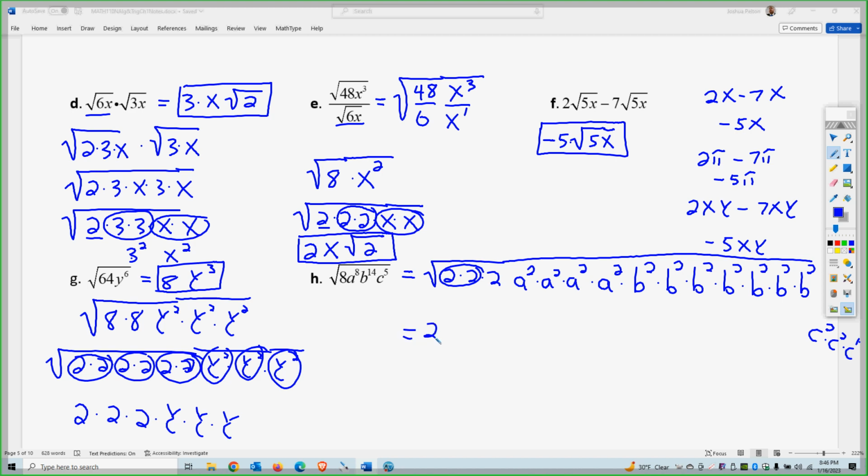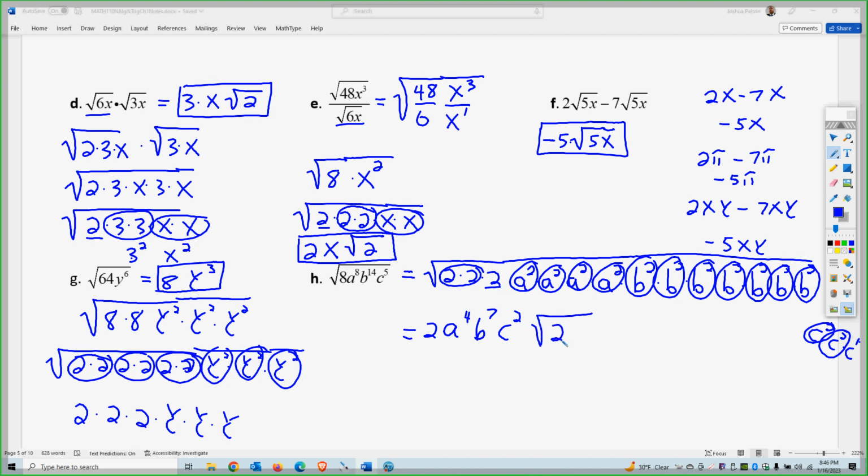Okay, and then there's 1, 2, 3, 4 A's that are paired. So A4, and then 1, 2, 3, 4, 5, 6, 7 B pairs, and then 1, 2 C pairs, C2. And what's left over is a 2 on the inside and a single C on the inside, right? Because that's C1. Okay, so that's the long way of doing it, which I don't recommend.